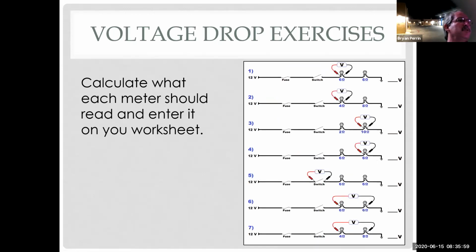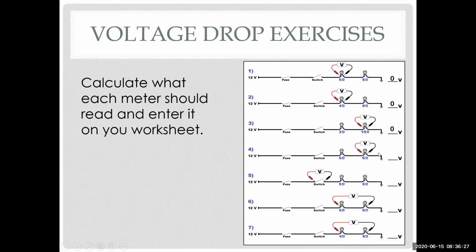So now let's put 2 loads in with an open switch. 0. Yeah, no current flow. Doesn't matter how much resistance we got. 0 volts. How about this one? 0. Okay, how about this guy? 0. How about this one? 0.